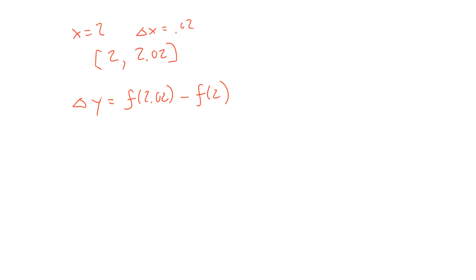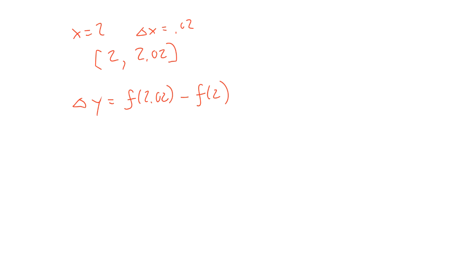Delta y is just how much the y coordinate has changed. So if x is equal to 2 and delta x is equal to, was it 0.2? Oh, 0.02. Then that means that I'm going over an interval from 2 to 2.02. So delta y is just going to be f of 2.02 minus f of 2. That's how much the y coordinate has changed.